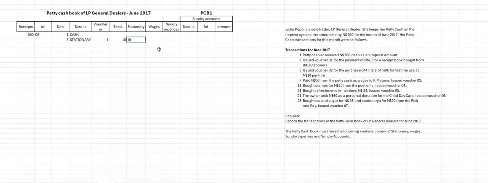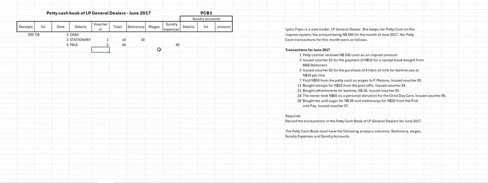Okay. Then our next transaction says that we issued voucher number 2 on the 5th for the purchase of 4 liters of milk for tea time use at $10 per liter. So here we have to do a little bit of math. So the date we issued it was the 5th. We bought milk. Our voucher number is number 2. Our total is $10 per liter, and we bought 4 liters, which means that would be $40. And we did not buy stationery, we did not spend it on wages, we spent it on sundry amounts, such as sundry expense.